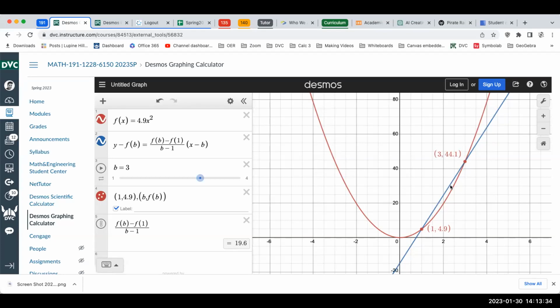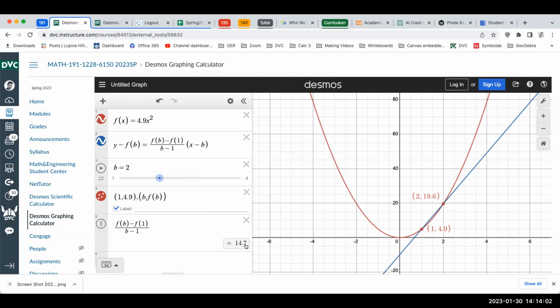If instead the problem said, find the average rate of change from 1 second to 2 seconds, now that would be talking about the line crossing the points from 1 second to 2 seconds. And see how that one slanted in a different way? That one has a slope of 14.7.